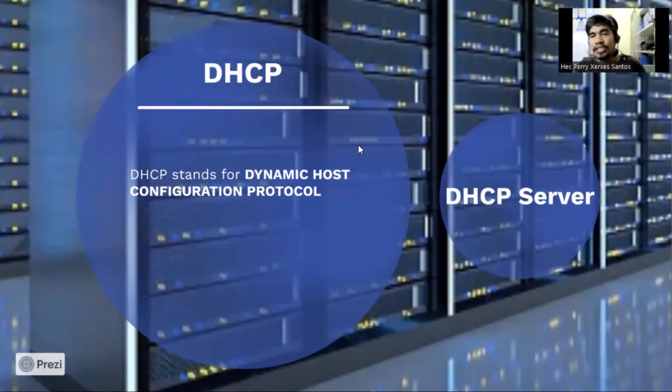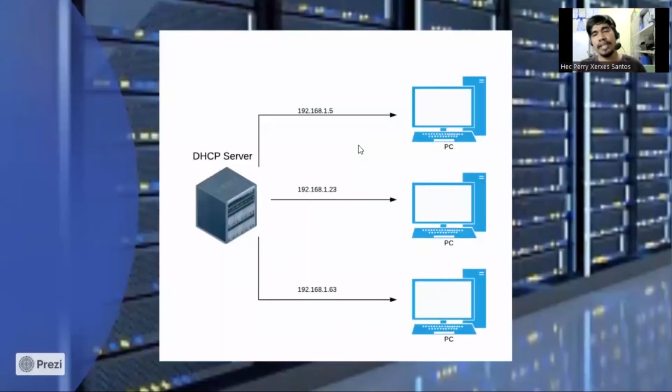So what is a DHCP server? A DHCP server is a device which ensures that all devices in a network are assigned a distinct and unique IP address. Our routers have an embedded DHCP system so that when we connect our devices, they can have an assigned IP address, which is needed so that they can communicate with other devices on a network.